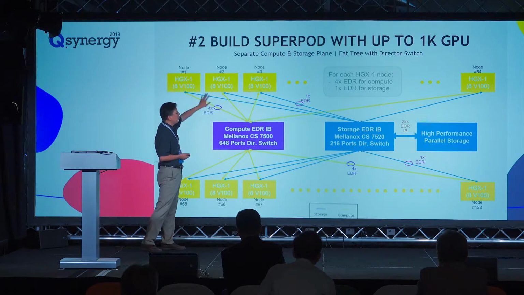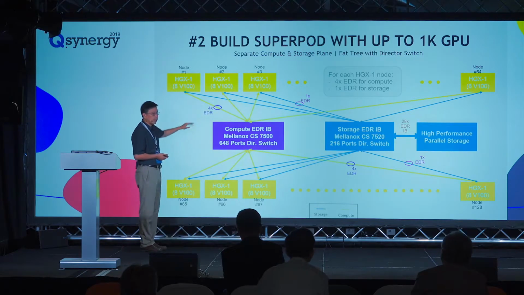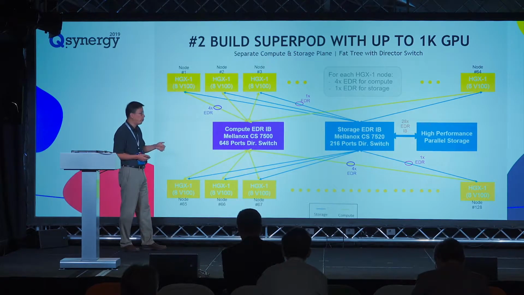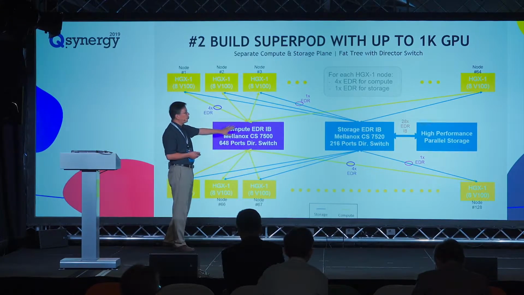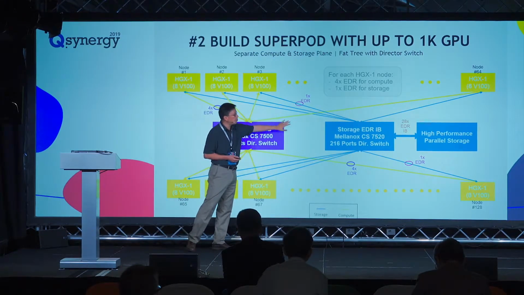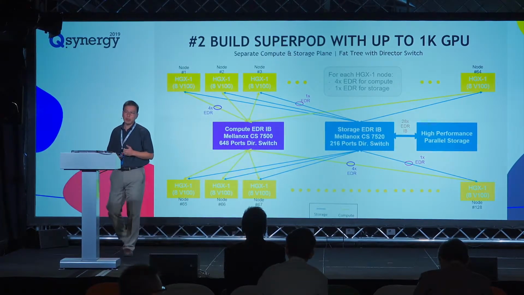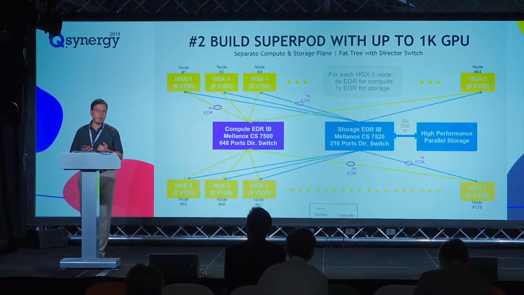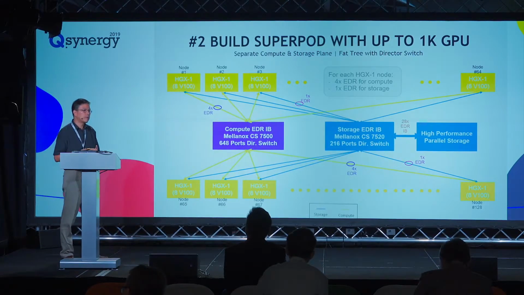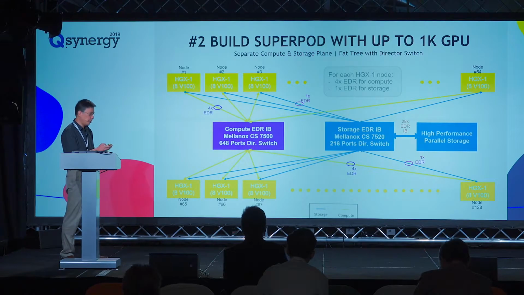This makes sure that when all the GPUs have to synchronize with each other, they have the best networking performance and throughput. And at the same time, when the data is coming out of the high-performance parallel storage going to the GPU, it won't interfere with the compute networking. So this is the best practice that we have found can really speed up large-scale AI training.